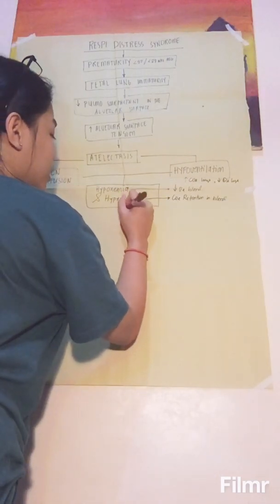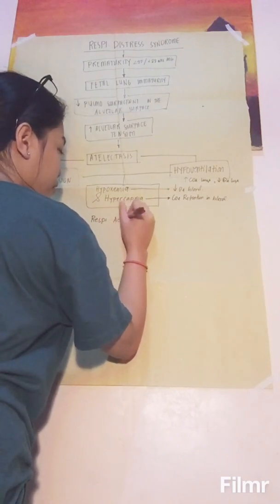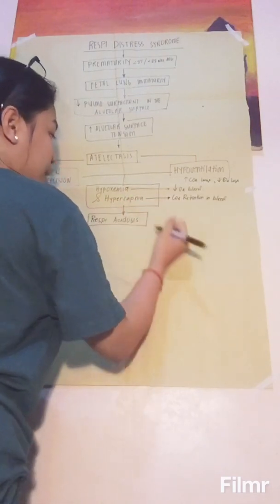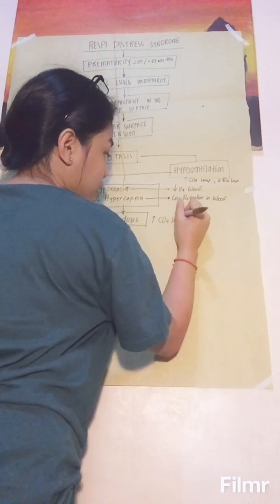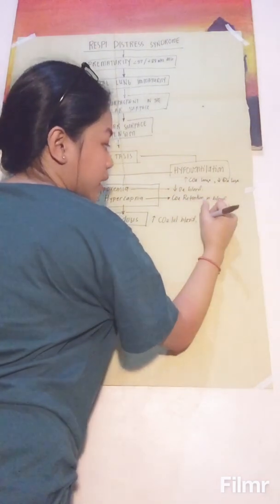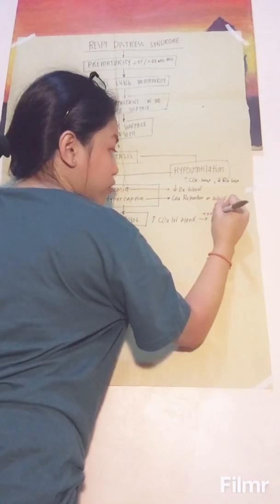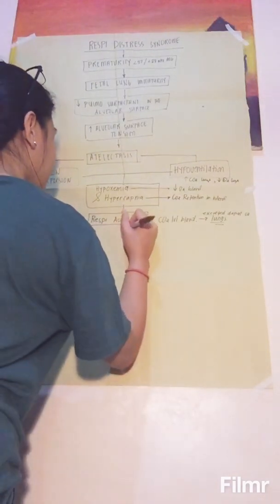Because of the hypoxemia and hypercapnia, there will be respiratory acidosis. Respiratory acidosis is when the CO2 level in the blood is higher, which should have been excreted in the lungs. This respiratory acidosis will lead to pulmonary vasoconstriction.